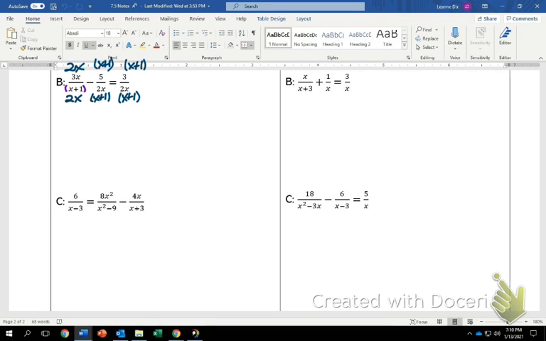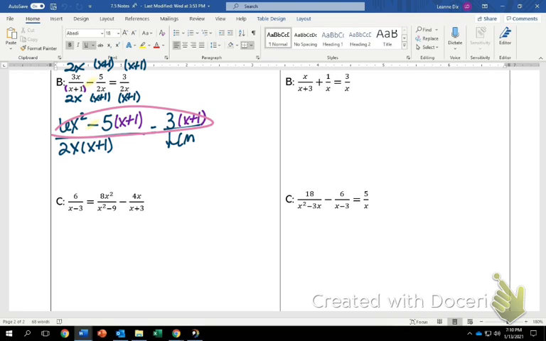So I'm going to rewrite this. It'll say 2 times 3 is 6, x times x is x squared, minus, because that's what this minus sign is right here, 5 times x plus 1, all of that over my LCM, which is 2x times x plus 1. That is equivalent to my 3 times x plus 1 over my LCM, which I'm not going to write again because I don't feel like it. All right, so I have a lot of things happening, but because my LCMs are the same, I can go ahead and take my numerator and just work with that.